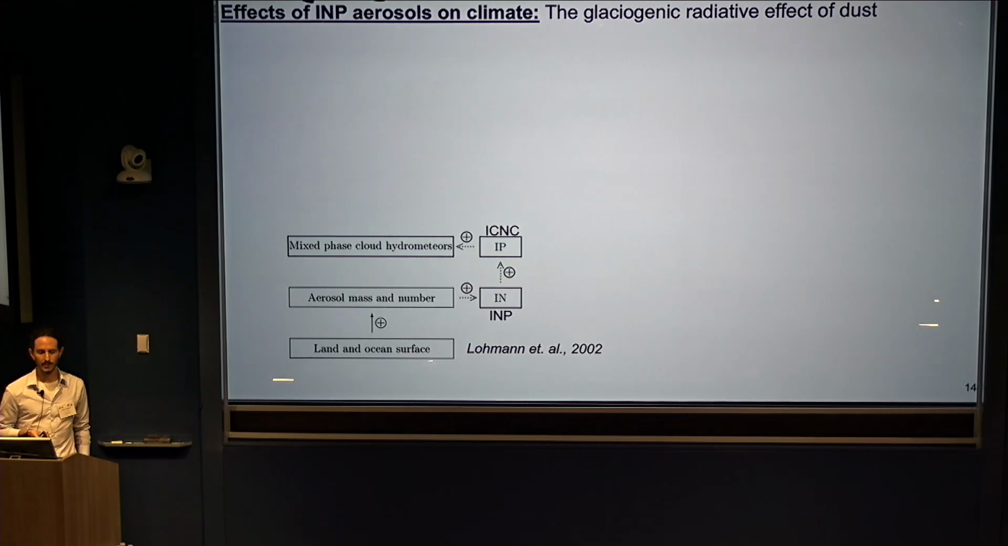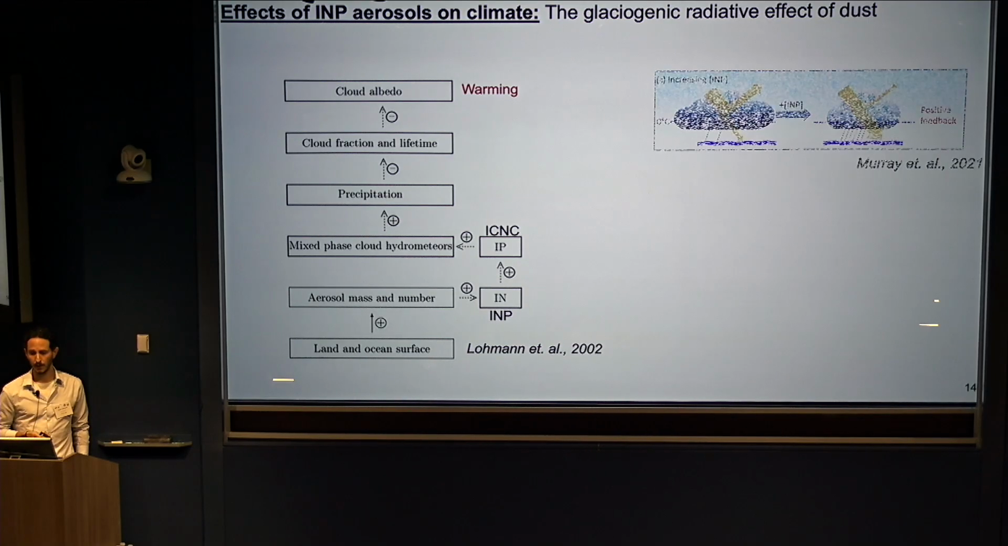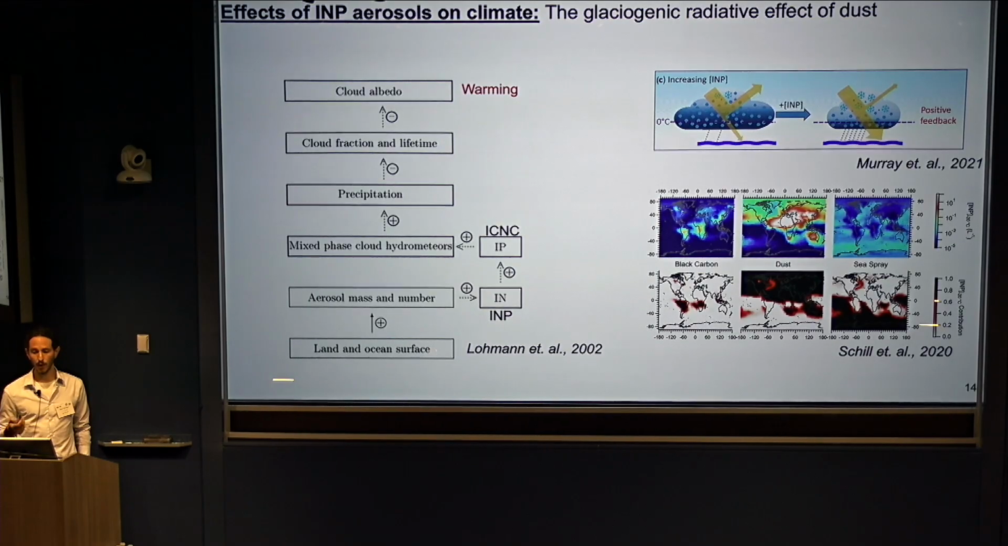The theory goes like this: if you have more INPs, then basically you just increase the number of ice, you increase the precipitation, and then you reduce the cloud fraction and the albedo. So what we expect from the literature is to get a warming effect if you just introduce more INPs. That's the state of the art of the idea. And because dust is the driving contribution to the population of INPs, then we really want to focus on the effect of dust first.